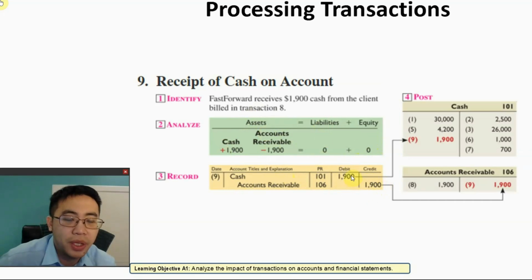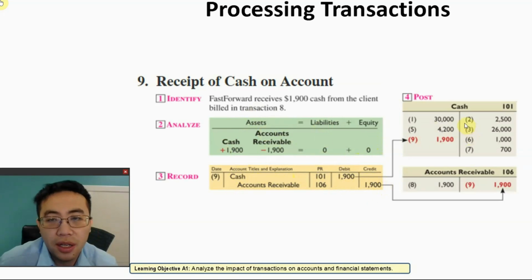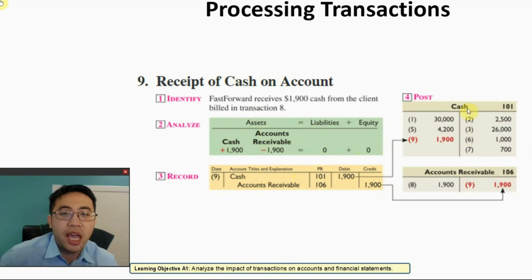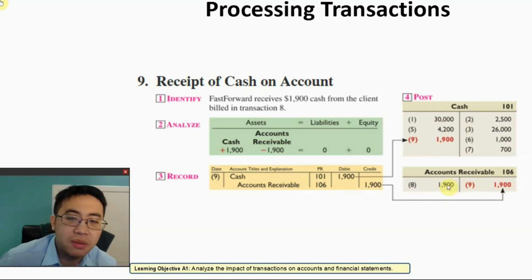And then you put each item into the right place for the ledger recording. So cash, right here, you have a debit of 1,900, okay, cash increase. And for account receivable, you have a credit because it just decreased. So for account receivable, it was built up in transaction 8. Now it is paid off in transaction 9. So what's the overall balance so far? Of course, that's 0.